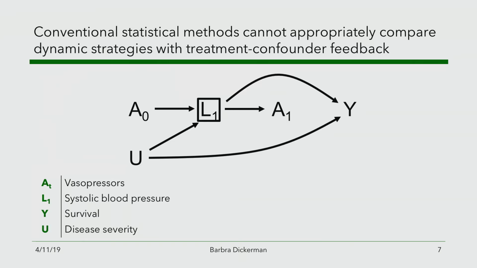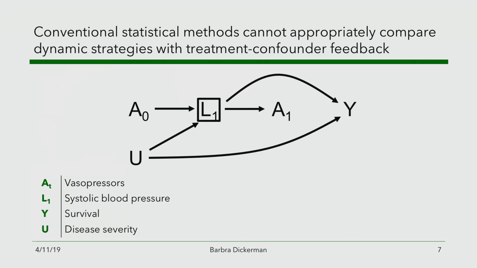estimating the effect of some intervention A, vasopressors, or it could be IV fluids, on some outcome Y, which we'll call survival here. We know that vasopressors affect blood pressure, and blood pressure will affect subsequent decisions to treat with vasopressors. We also know that hypotension, so again, blood pressure, L1, affects survival based on our clinical knowledge. And then in this DAG, we also have the node U, which represents disease severity.